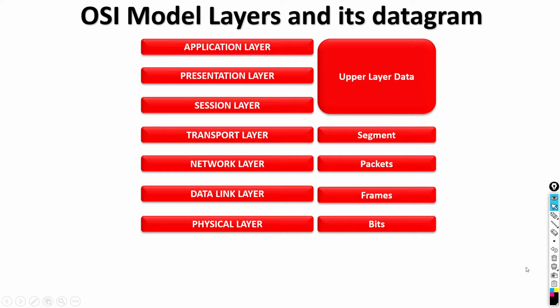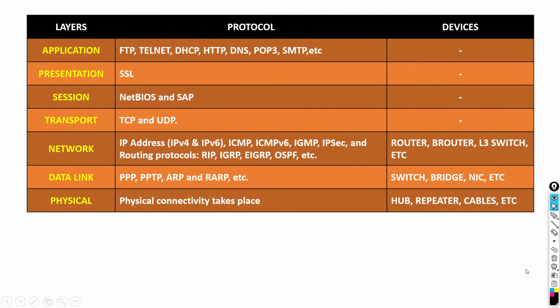Clear? So what we call data in which layer of the OSI model, I have mentioned just here, you can take a note. And here is the table where I have mentioned all the protocols that work under each layer of the OSI model that I have already explained in the video. You can take a note, take a screenshot, and read it later.